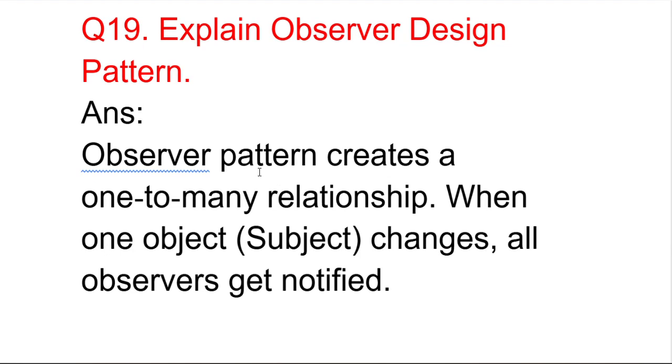Okay, so coming to the next question, explain observer design pattern. Observer pattern creates a one-to-many relationship. When one subject changes, all observers get notified. Observer design pattern, like in a Facebook app, when some internal changes occur, all the customers get notified about the changes, how to use it or what changes have been done.